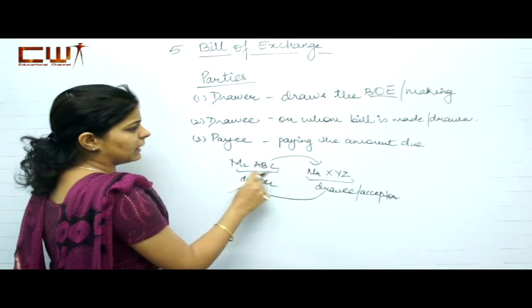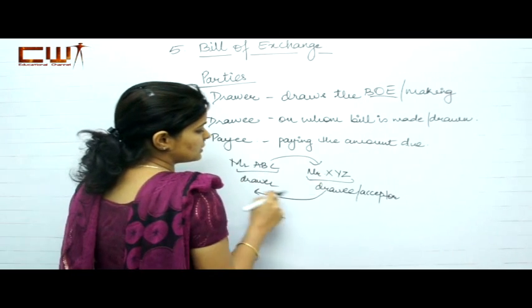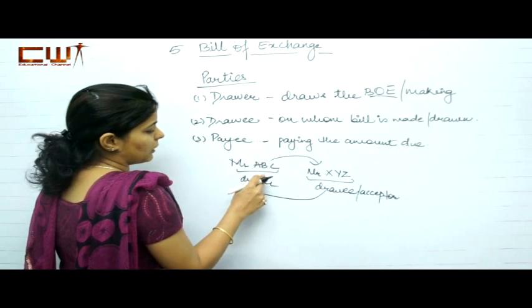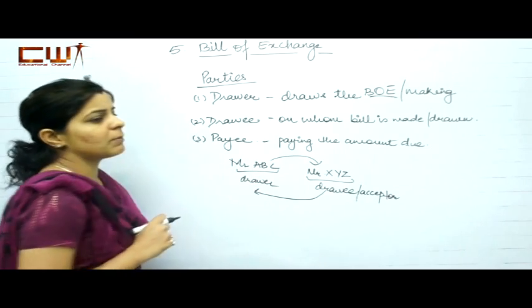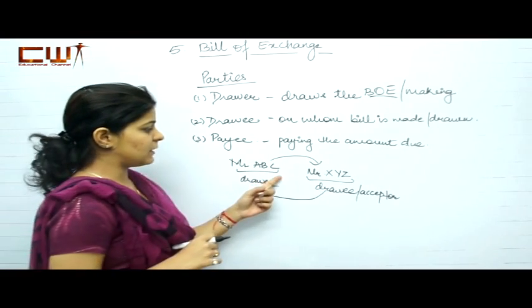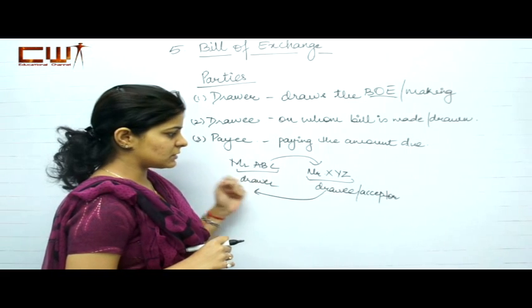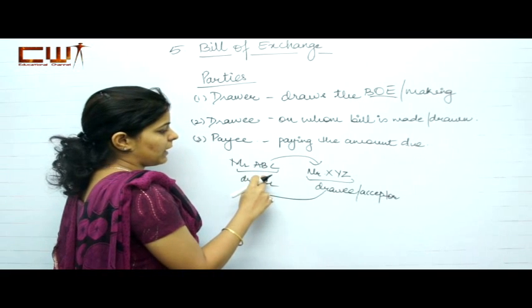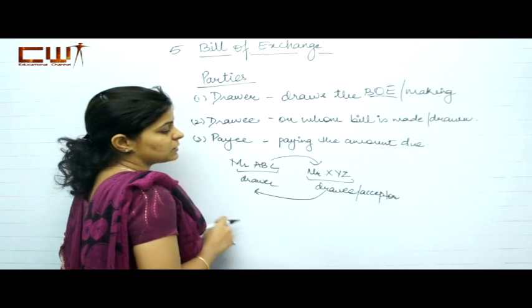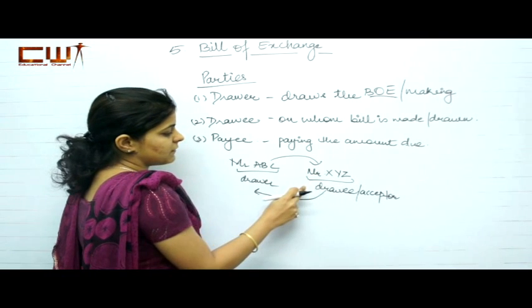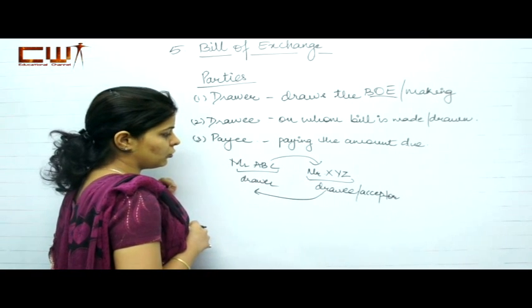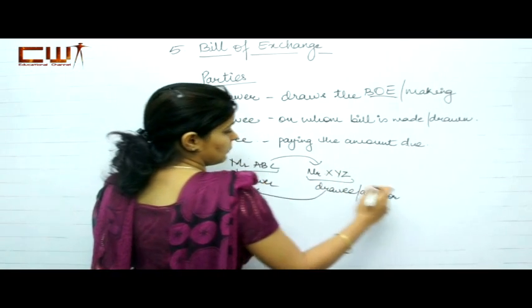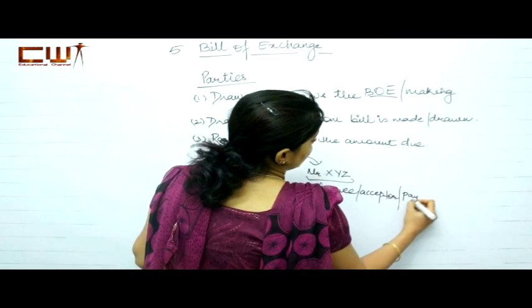That means the drawer will retain it, he will keep it, and suppose Mr. XYZ says I will pay you on the 10th of February next month. Till that date Mr. ABC will keep the bill with him. On the 10th of February, Mr. ABC will go to the bank and take the amount out of Mr. XYZ's account, or Mr. XYZ will transfer the amount to Mr. ABC. Then when finally XYZ makes payment to ABC, he will also be known as the payee.